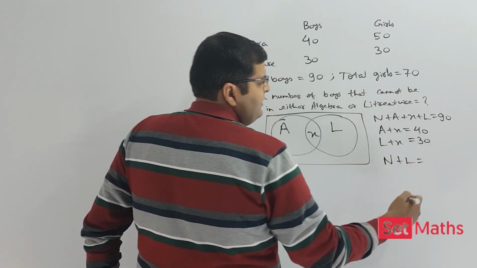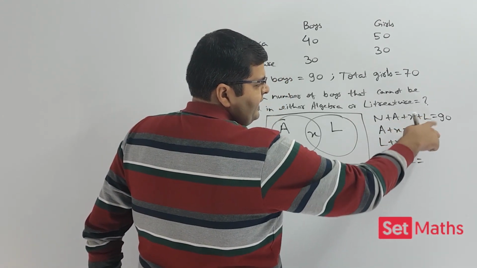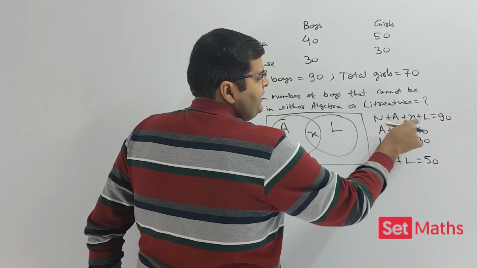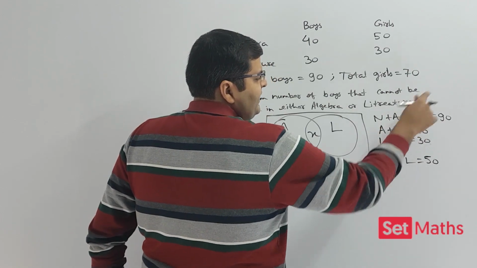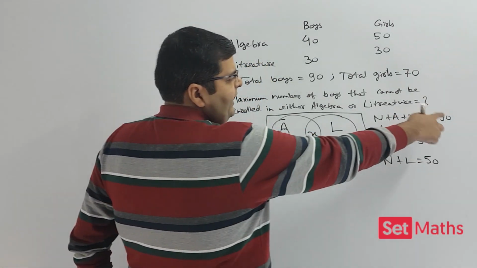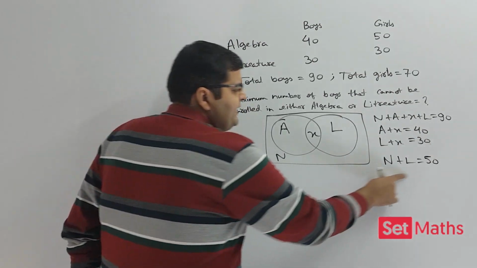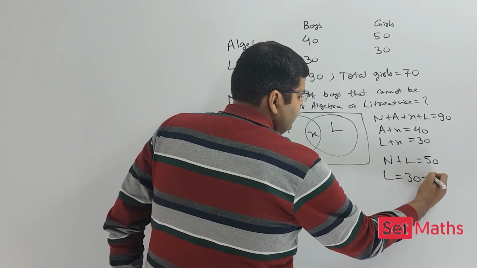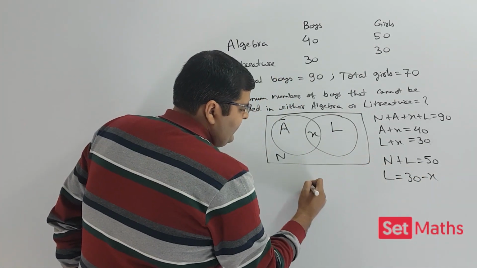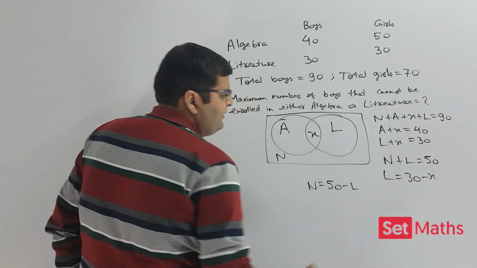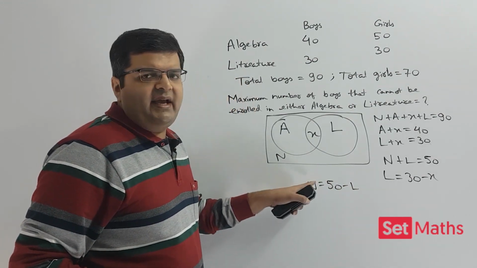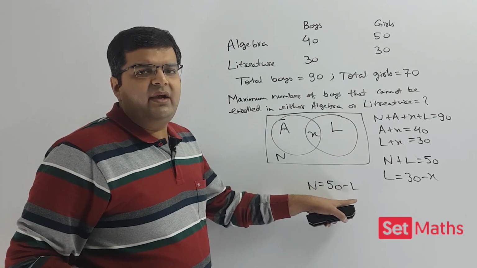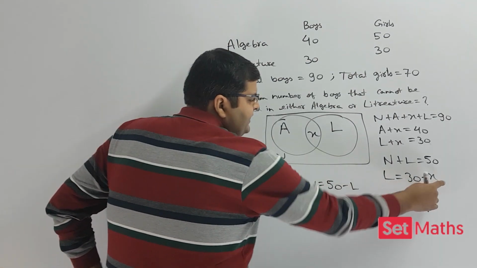Now over here when we put A plus X as 40, we get N plus L to be 90 minus 40, which is 50. We have put A plus X as 40 here, so N plus 40 plus L is 90. So N plus L is 90 minus 40, which is 50. Now if you look at it, L over here is 30 minus X, and N over here is 50 minus L. Now we have to maximize N, so we have to minimize L. We have to find the minimum value of L. Now L is 30 minus X.